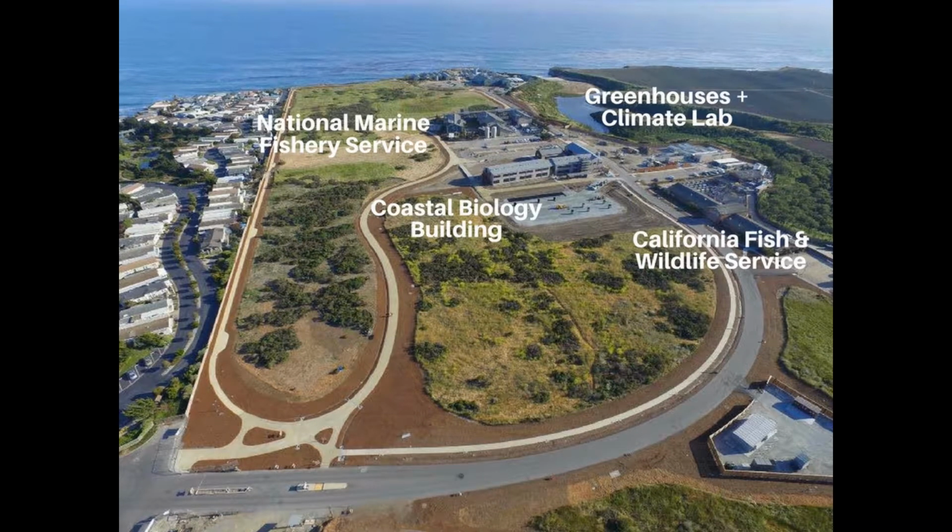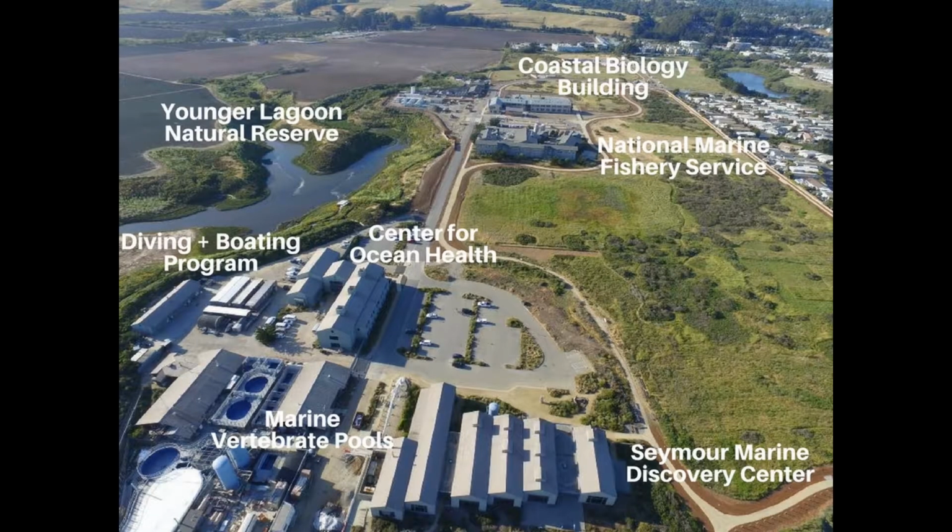Here you can see the entire UCSC Coastal Science Campus. It includes partners like the California Department of Fish and Wildlife, and NOAA, and the National Marine Fisheries Service as well. It also includes state-of-the-art greenhouses and a climate lab facility. The Coastal Science Campus is also home to the Seymour Marine Discovery Center, which is free for all UCSC students with their student ID card, as well as the Institute for Marine Sciences, Younger Lagoon Natural Reserve, our diving and boating program where you can learn to become scientific diving certified, as well as our large marine vertebrate pools, which are newly installed and house our dolphins and other research animals.